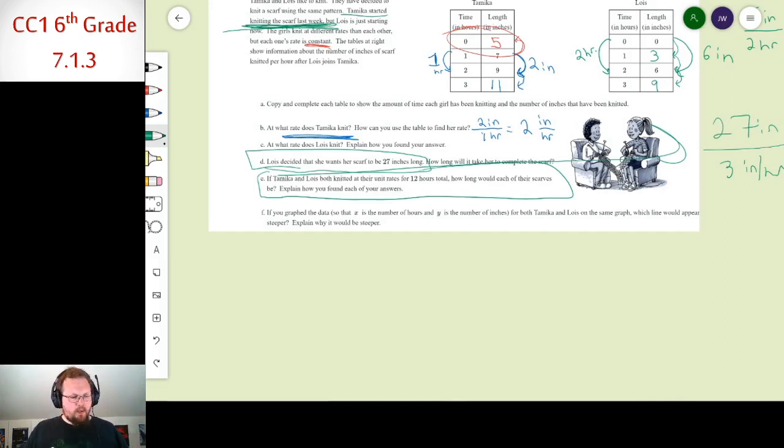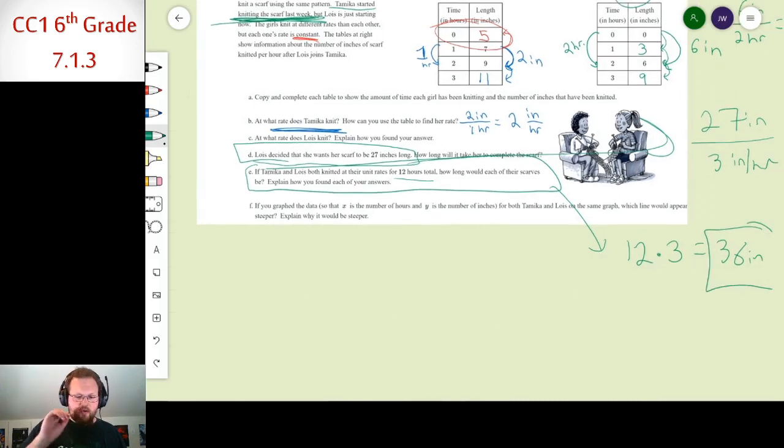Okay. Now, if you paused it and actually took some time to figure that out, there's a few different ways you could do that. For Lois, if you want to know 12 hours total and you wanted to figure out the total length that she knitted, all you would have to do is do 12 times 3, which is 36. Because if she knits at 3 inches per hour, and she knits for 12 hours, it's pretty straightforward to just do 3 times 12.